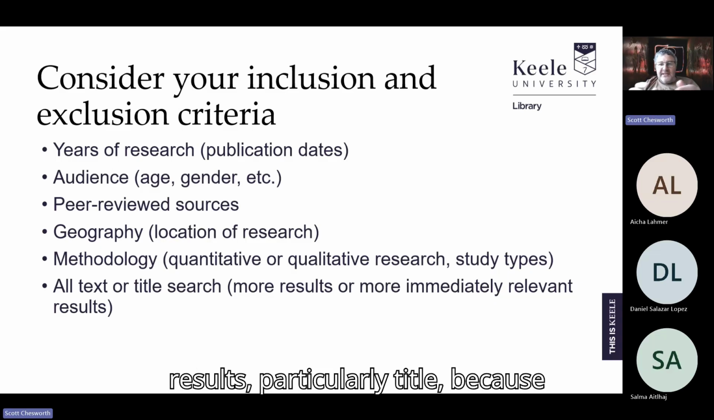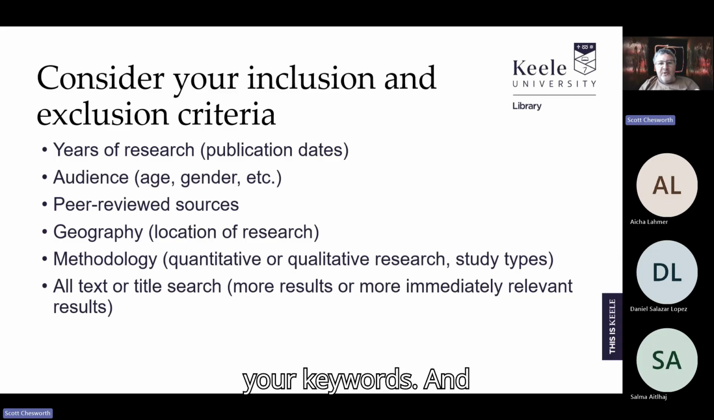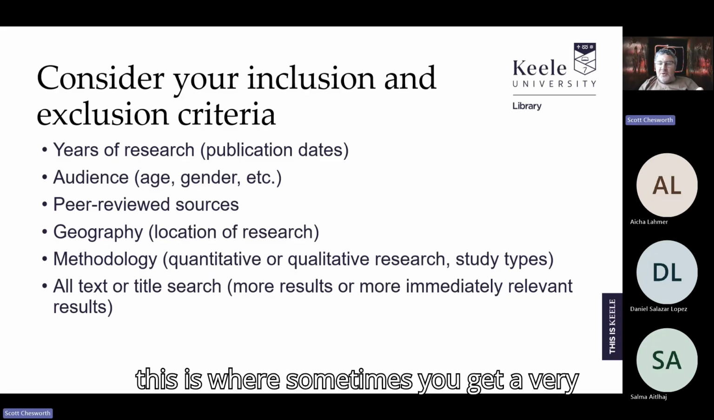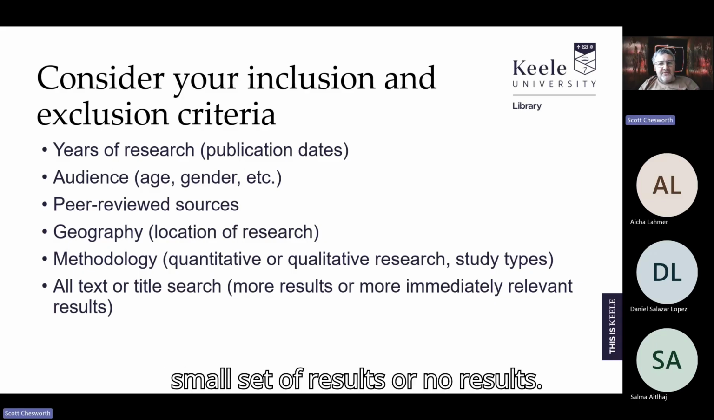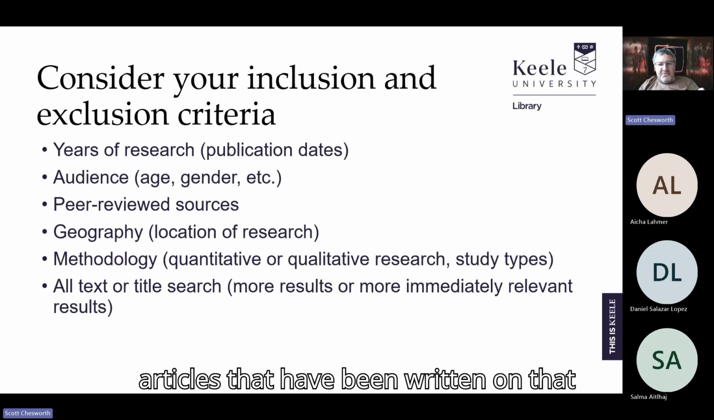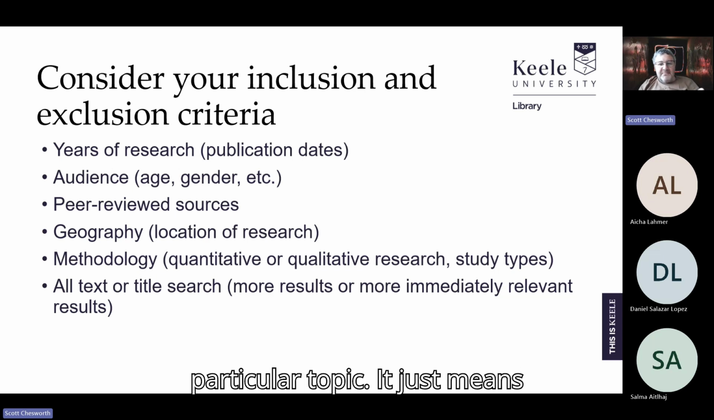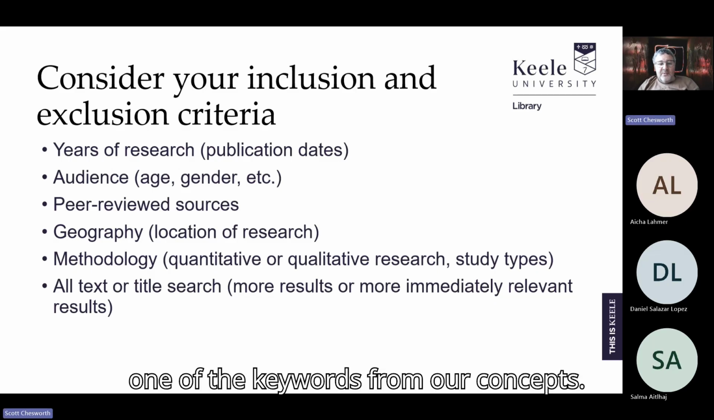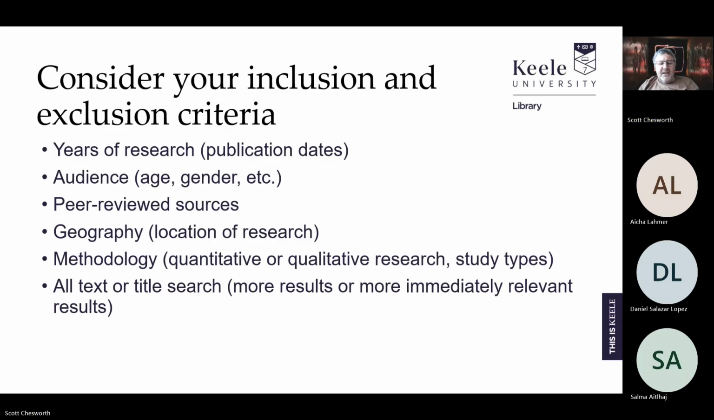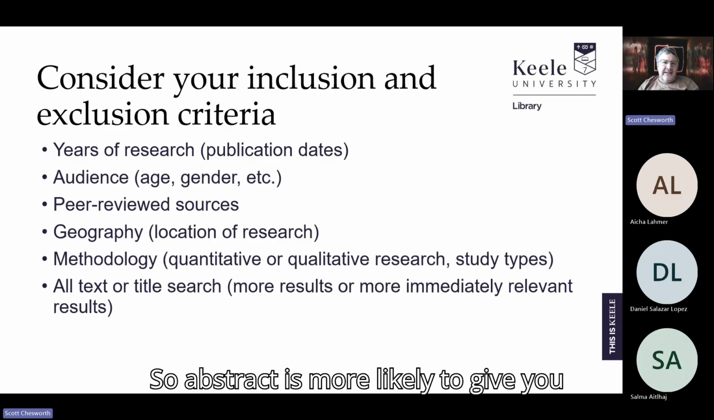Or you could do a title search or an abstract search where you'll get a smaller set of results, particularly with title, because it will only search article titles for your keywords. And this is where sometimes you get a very small set of results or no results. And it isn't because there aren't any articles that have been written on that particular topic. It just means that there are no article titles which must contain one of the keywords from our concepts.